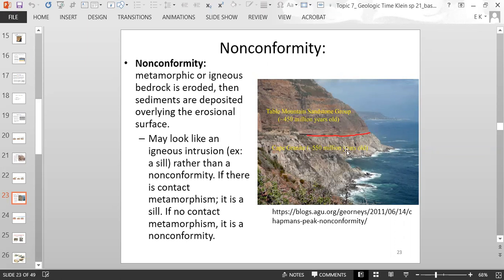Okay, so if there were no numbers telling us the age, if this granite were an intrusion, there would have to be contact metamorphism here. In this case, there's no contact metamorphism, which indicates that the granite was already there, and then it eroded partly on top, and then sandstone was deposited on top. Okay? So this is a non-conformity, not a pluton that was an intrusion.